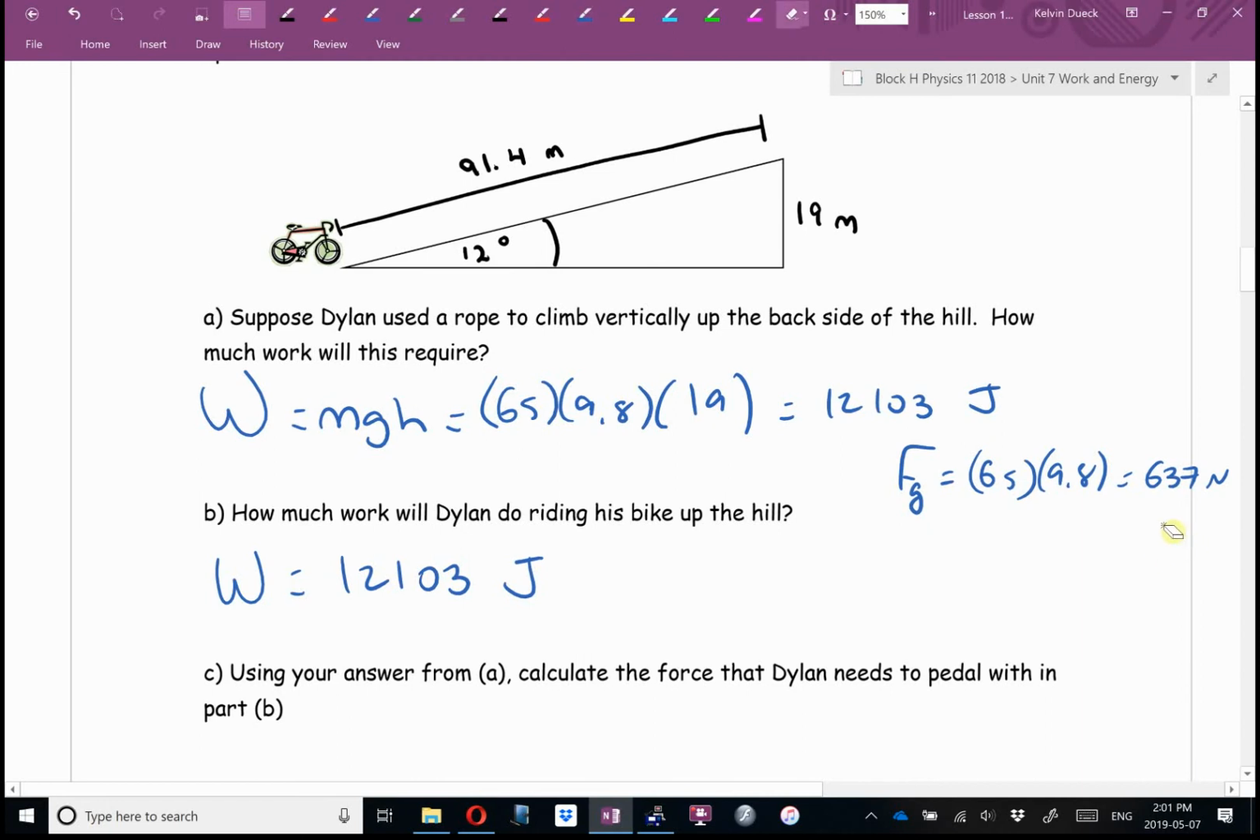How much force does he exert if he hand over hand climbs to the top of the hill? 637 newtons. What about if he's biking up the hill? How much force does he need to pedal? Part B. Sorry, how much force does he need to pedal up the hill? Kira, what's part C asking me to find? Calculate the?